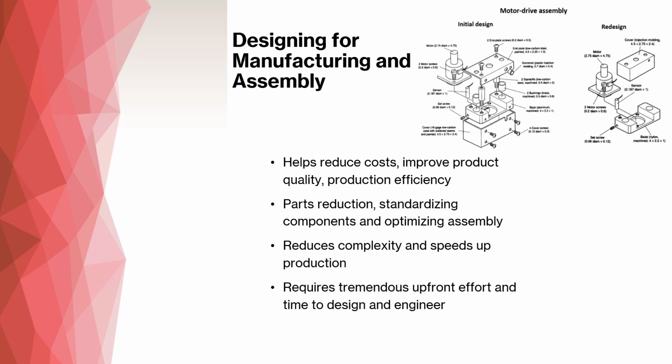This is done by reduction of parts, such as making a snap fit rather than putting a screw in certain scenarios. Standardizing components, so having the same screw specifications rather than different for each component or part. And finally, optimizing assembly, so making it easier for people to put it together, maybe by having like a locator hole or like a pin that indicates where to put the part. All these effects come together to reduce complexity in a part, which in turn helps speed of production.